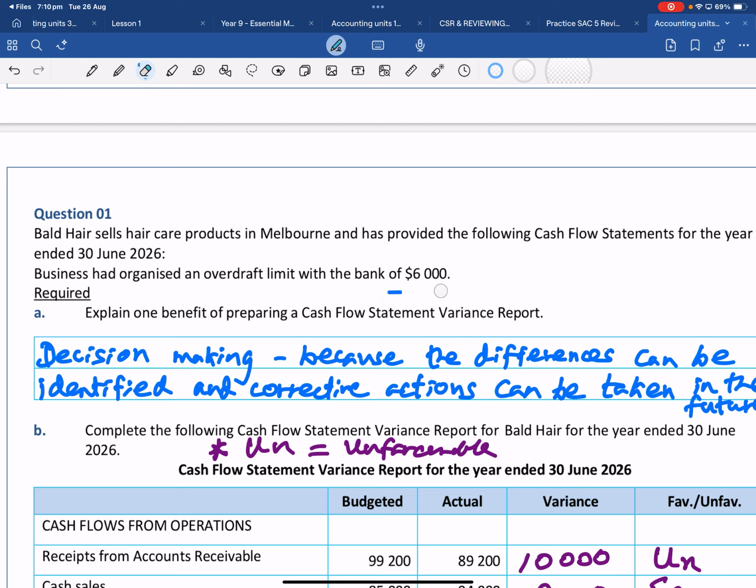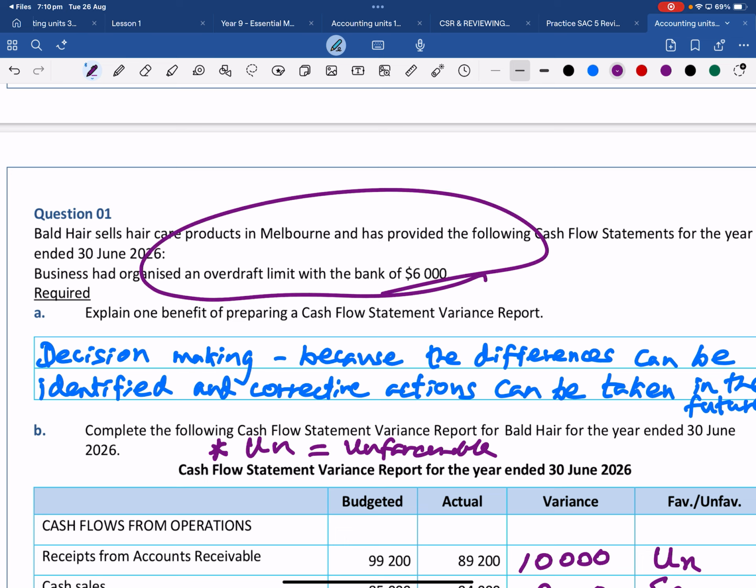Yes, bank overdraft. See, this is the kind of information you have to be careful about in the exam. That's why you need to read, and also you should be good at reading. Now, do you guys read books?